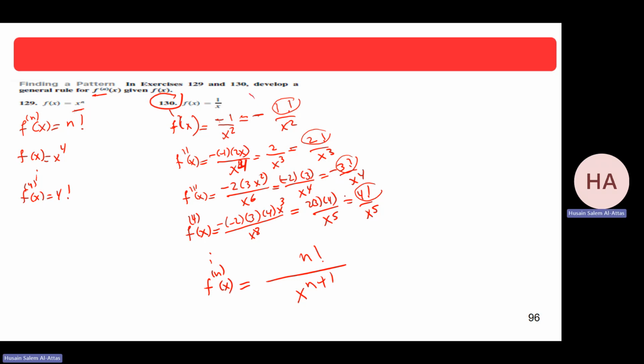Now the sign: with the odd numbers, f prime is minus, f double prime positive, third negative, and so on. So I can write it minus 1 to the power n. If n is odd, I'm getting a negative, like the first and the third. If n is even, I'm getting positive, like the second and the fourth. So this is the nth derivative.